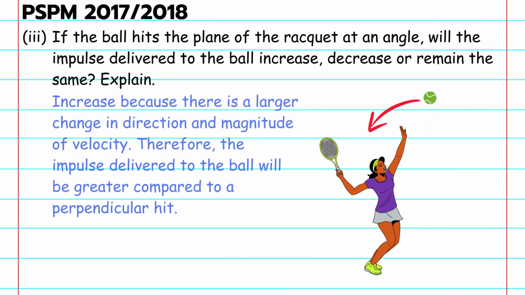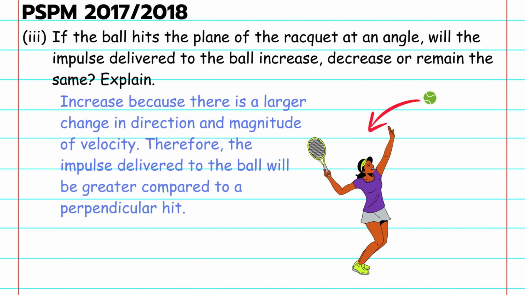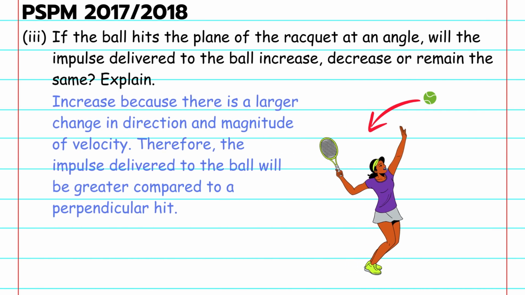Okay, and then for the last question, the question is, if the ball hits the plane of the racket at an angle, will the impulse delivered to the ball increase, decrease, or remain the same? And explain. So the answer is basically the impulse will increase. And if you ask why, it's because there is a larger change in the direction and magnitude of the velocity.